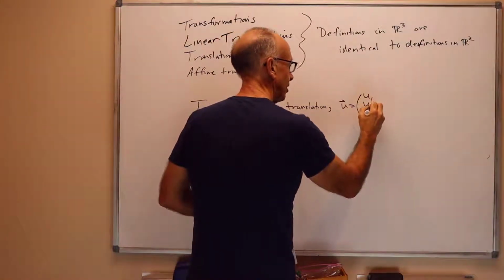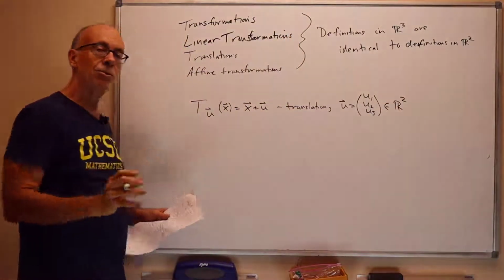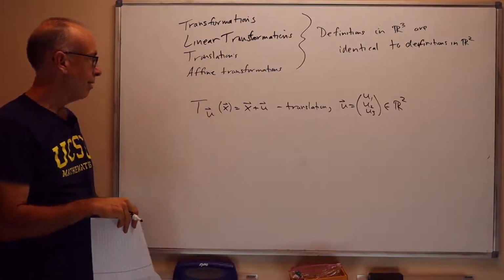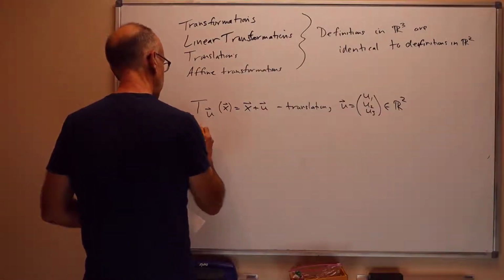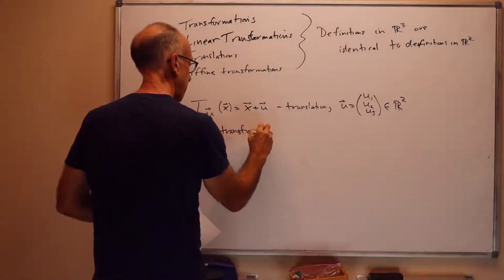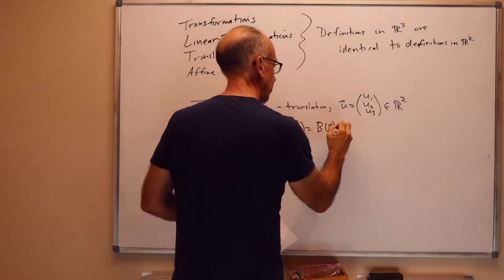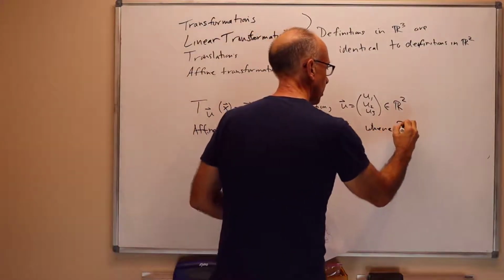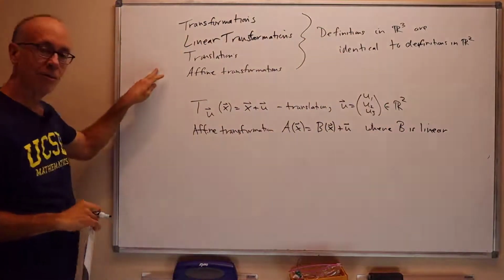It's u1, u2, u3, say. So it's in R3, not in R2. But a translation still just moves things around, changes their position without changing size or shape or orientation. An affine transformation still has the form a of x equals b of x plus u, where b is linear. And so the definitions are just word for word the same.